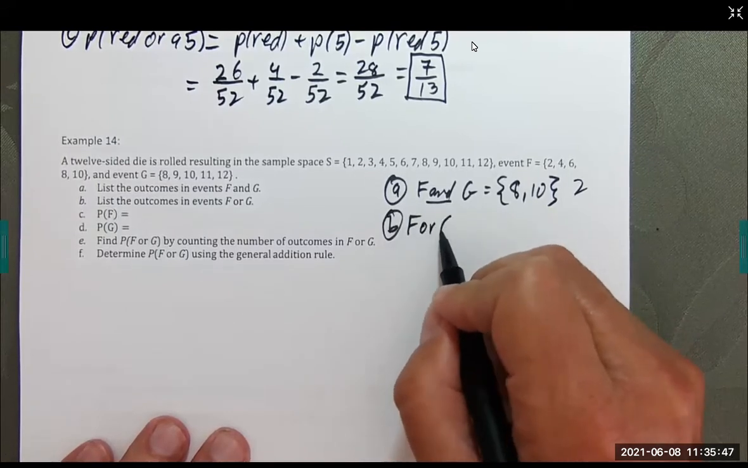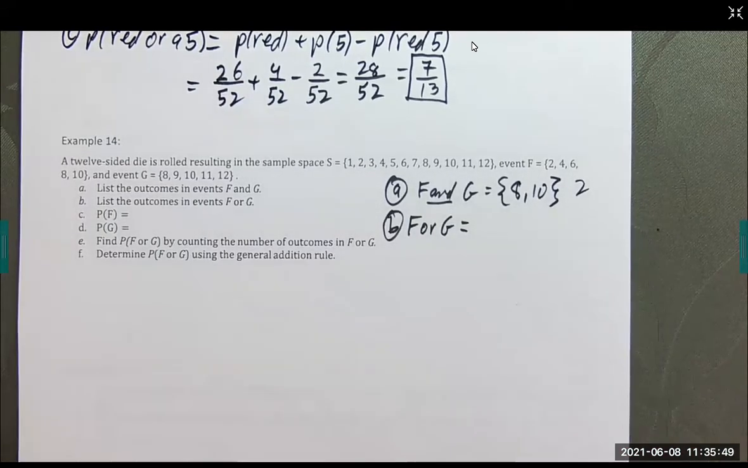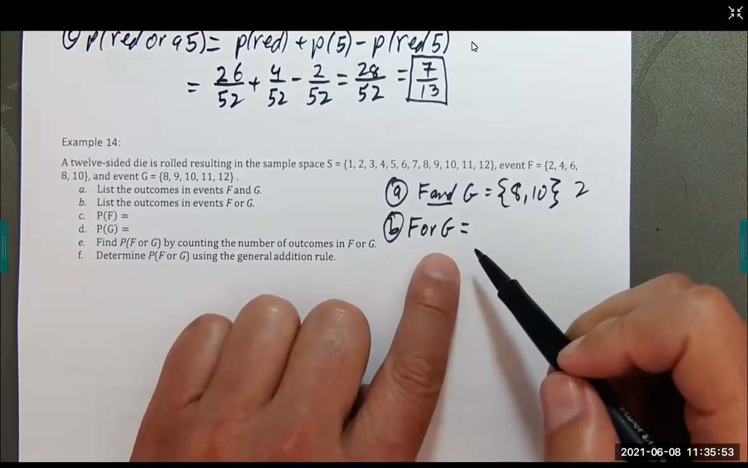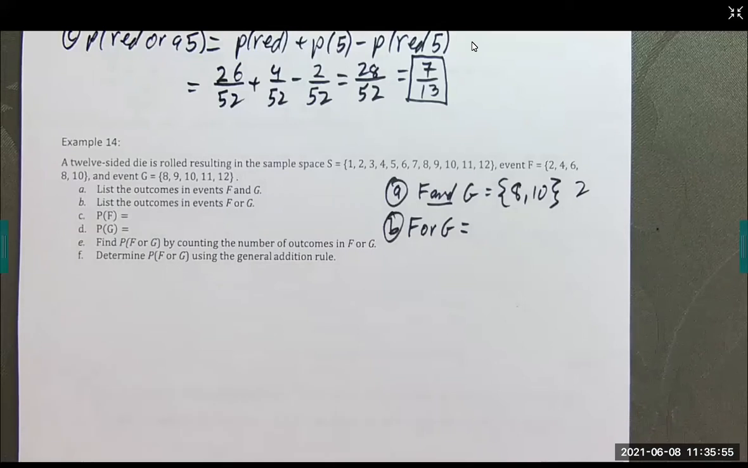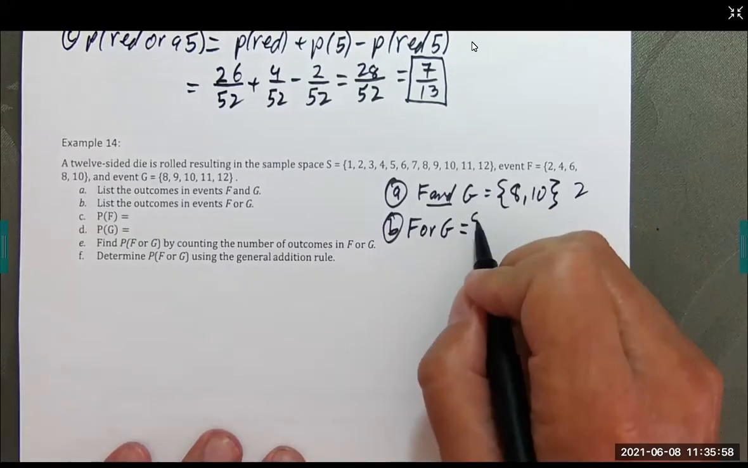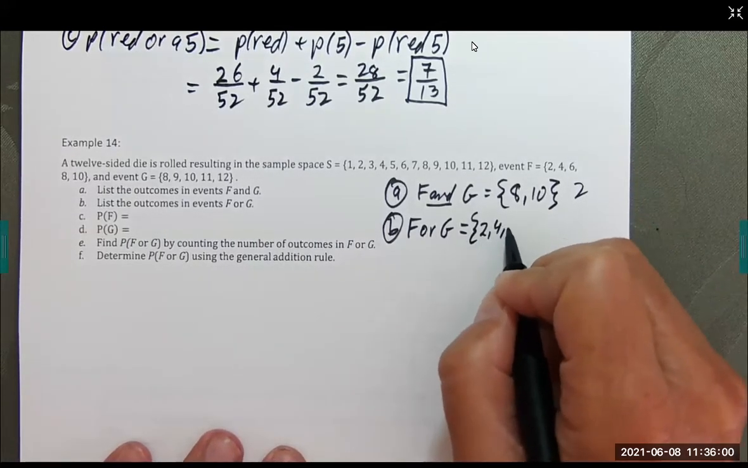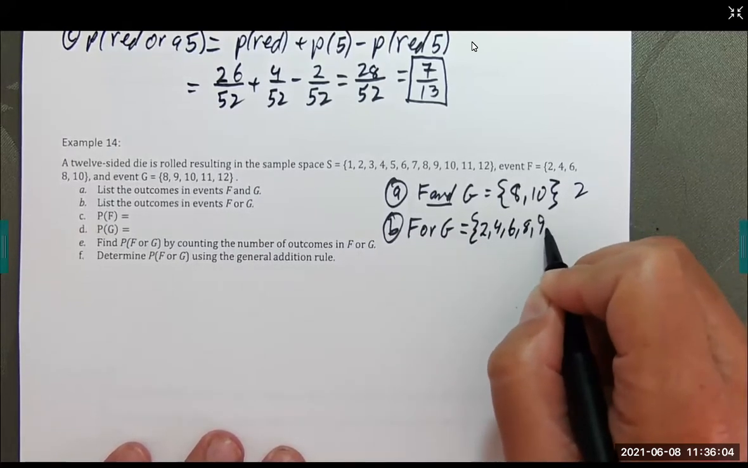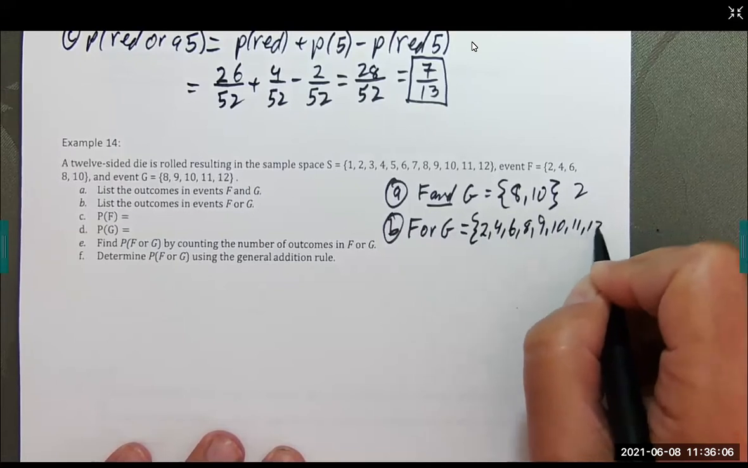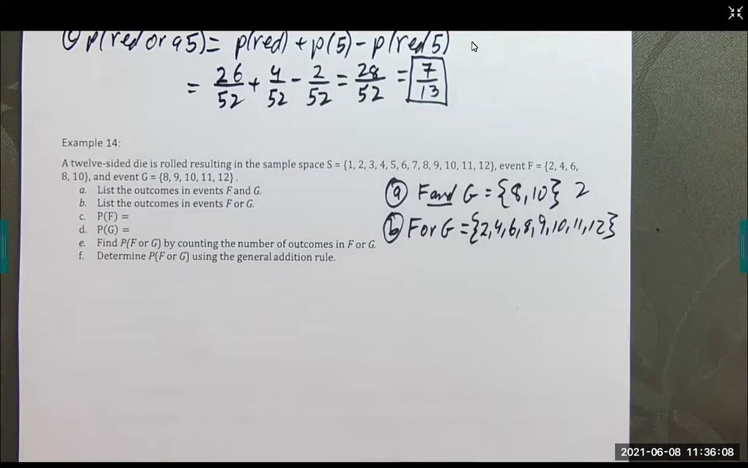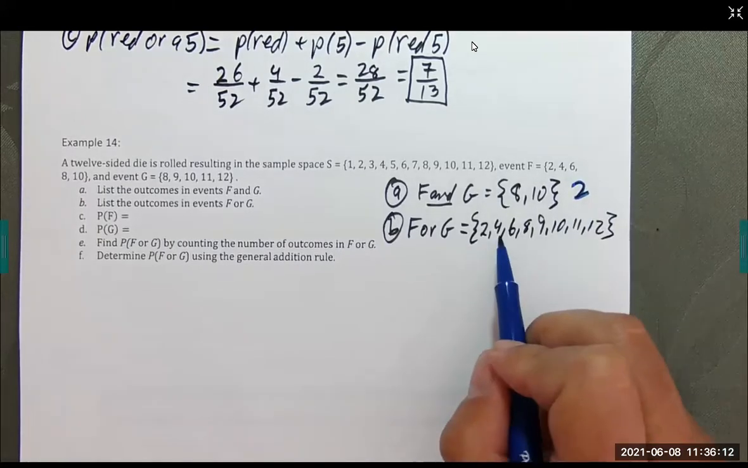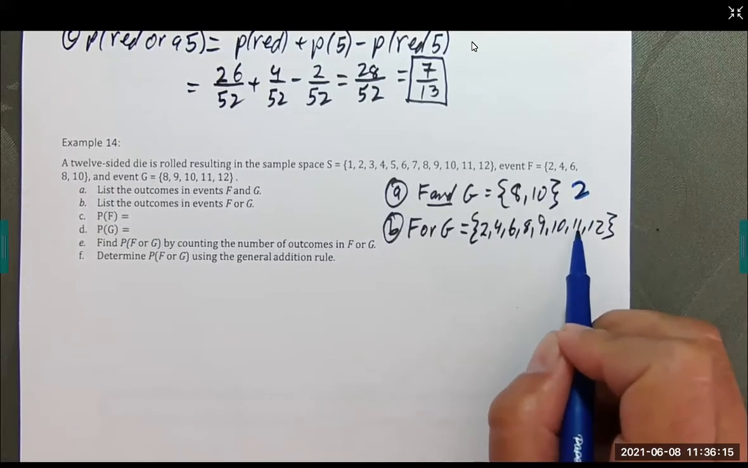Part B. List the outcomes of events F or G. So event F or event G, that means it could be the combination of the 2. So this is going to be 2, 4, 6, 8, 9, 10, 11, and 12. And there were 2 elements in this one. Here there's 1, 2, 3, 4, 5, 6, 7, 8 of them.